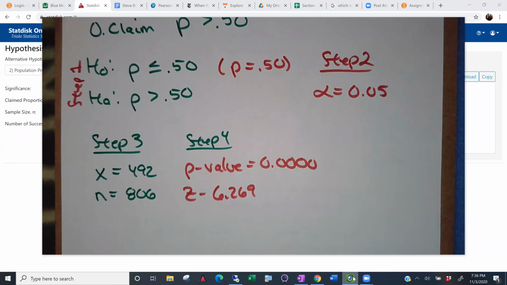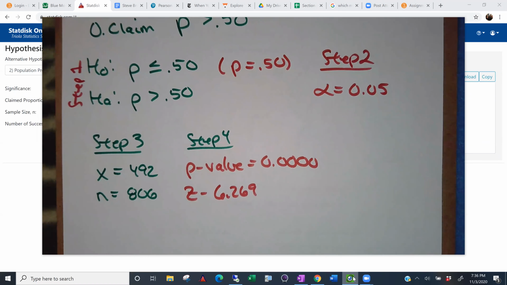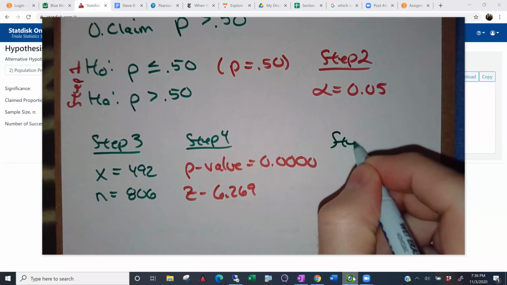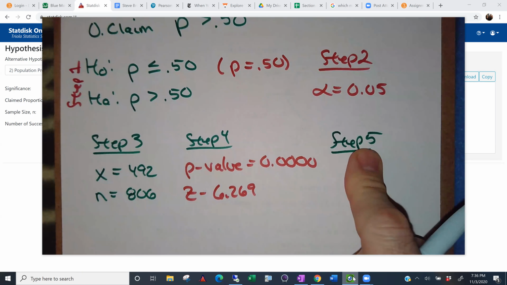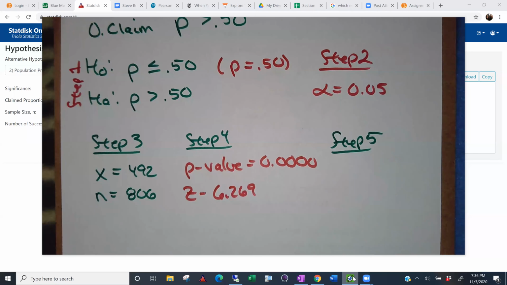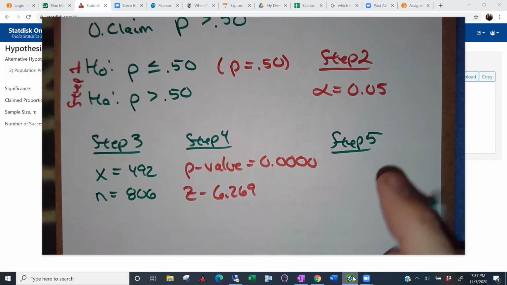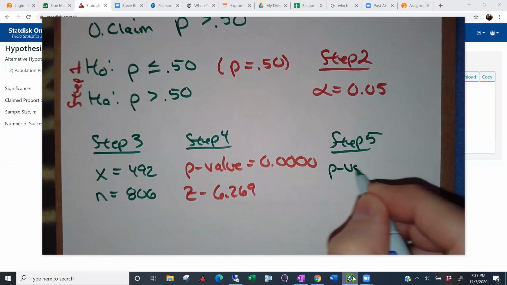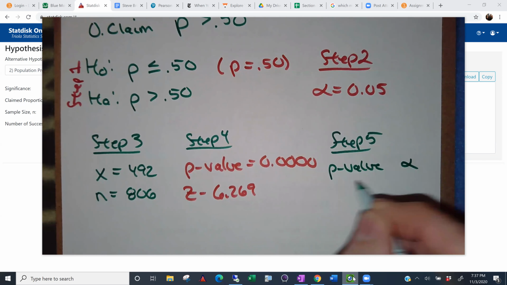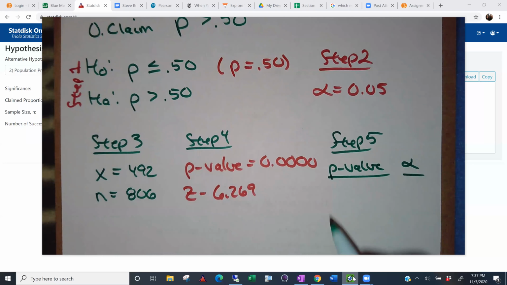Let's go back here to step 5. Step 5 is where you make your decision. This is another step in which I give a fair amount of points, because you could do a lot of the right work to get here, but if you make the wrong decision, then everything's a waste. So you got to get this part right. Now let's compare our p-value to alpha. Now our p-value was 0. It was a flat line 0. Meanwhile, alpha was 0.05.